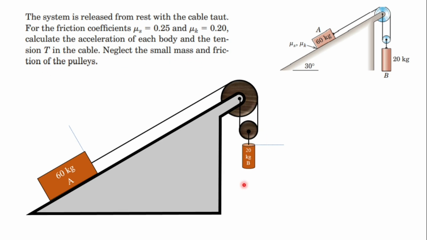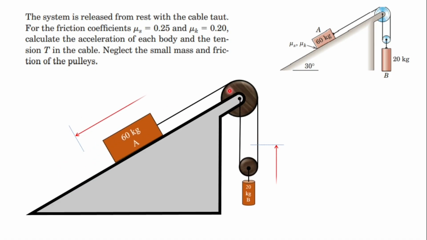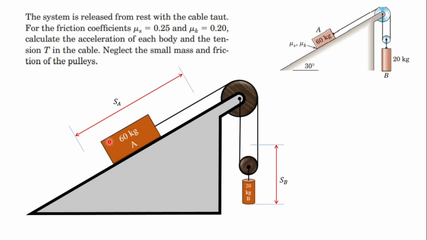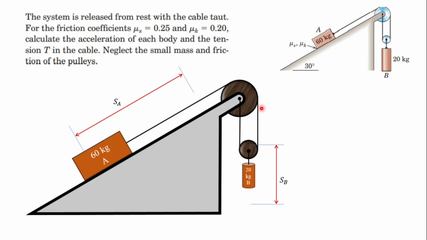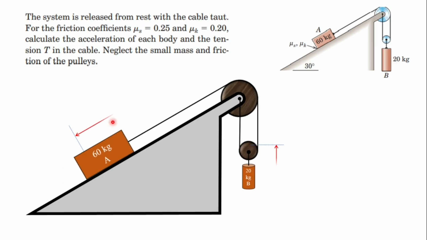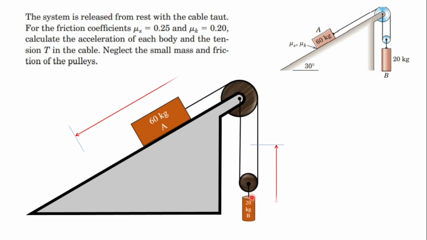So in this example, the system is released from rest, and if we just release it, it will move in the upward direction or in the downward one. As you see in the animation, if the block is moving in the upward direction, then the cylinder will be in the downward direction, or vice versa. That means the cylinder will go upward and the block will go down the inclined plane.